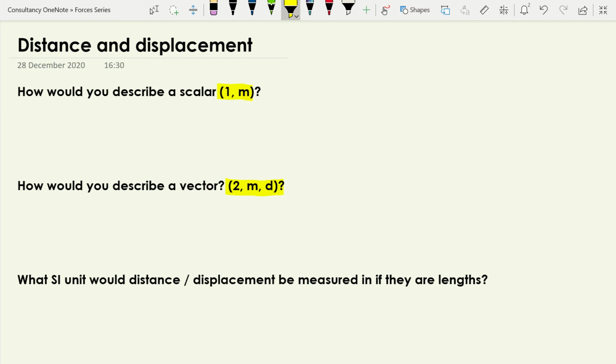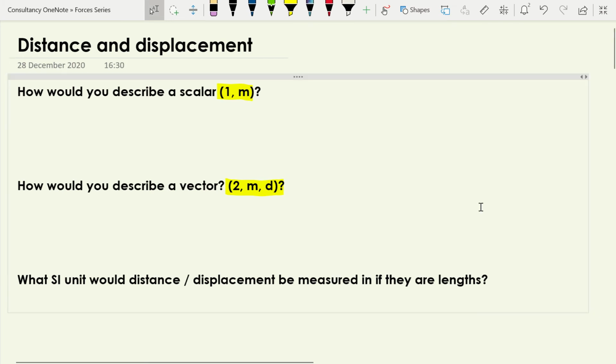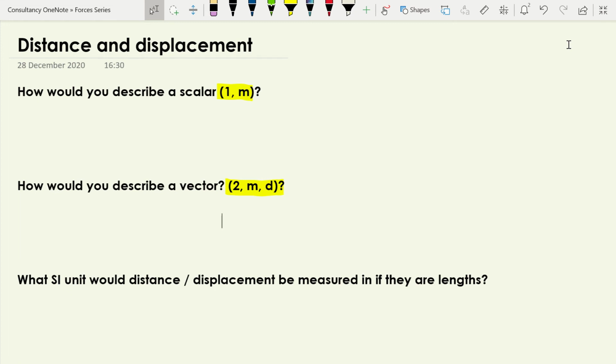So starting off, we're going to ask ourselves a few questions. It might be good for you to grab a rough piece of paper in order to do this. So 3 questions for you, and you probably want to pause the video while you have a go at them. How would you describe a scalar? How would you describe a vector? And final question, what SI unit, the System International Unit, would distance and displacement be measured in if they are lengths? So pause the video now, write down what you think the answer is, and then we'll take a look.